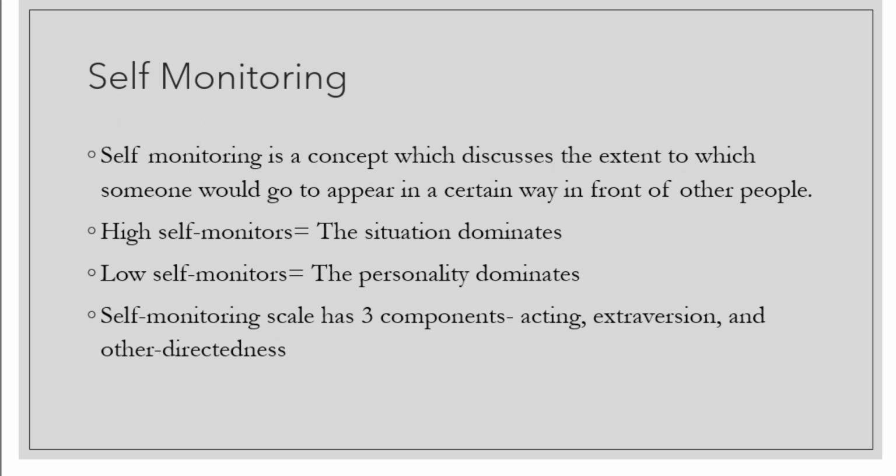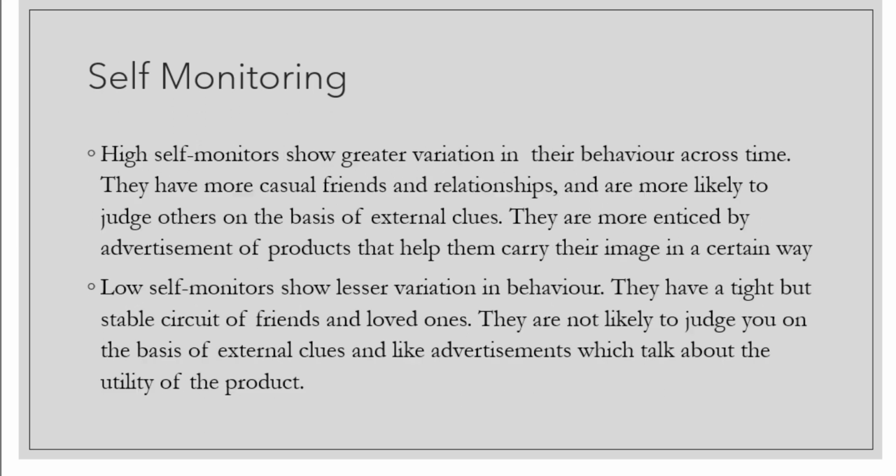The self-monitoring scale has three components: acting, extroversion, and other directedness. I'm not going into these three components since there is a lot of debate centered around self-monitoring itself and whether it can even be differentiated from extroversion itself.